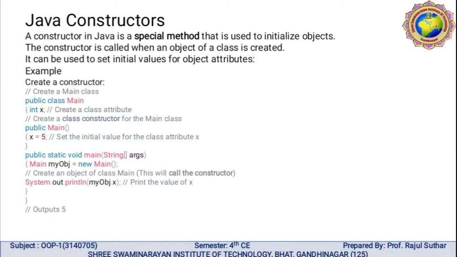We are creating one object. So Main myObj is equal to new Main. This is nothing but creating an object of the class Main. This is called the constructor. Here myObj is the object, and the constructor has the same name as the class. Main is our class name. System.out.println, we require print. So in the brackets we require myObj.x, so it prints the value of x. Here the output is 5. So this is the constructor.